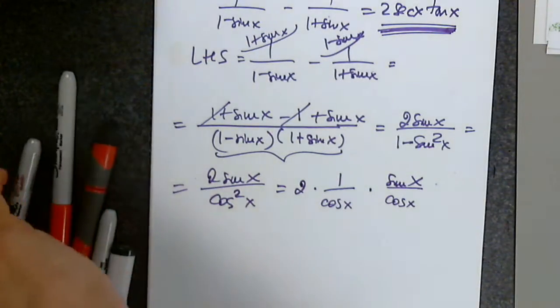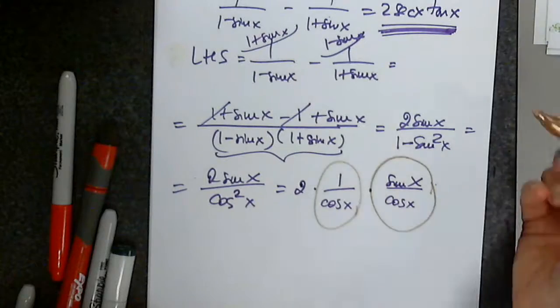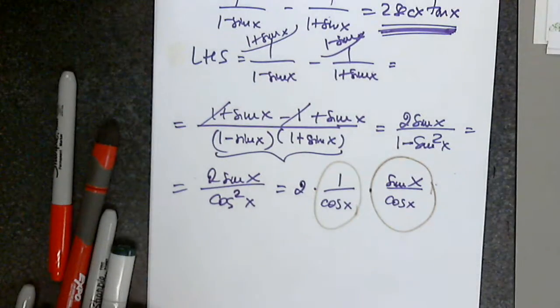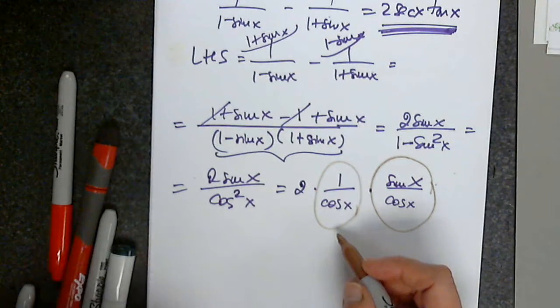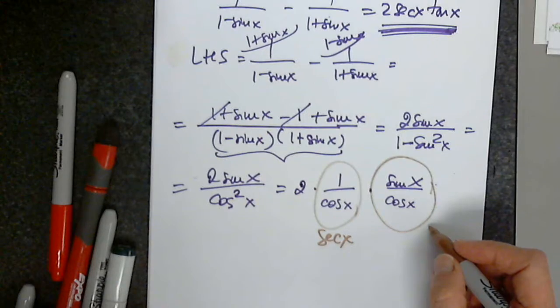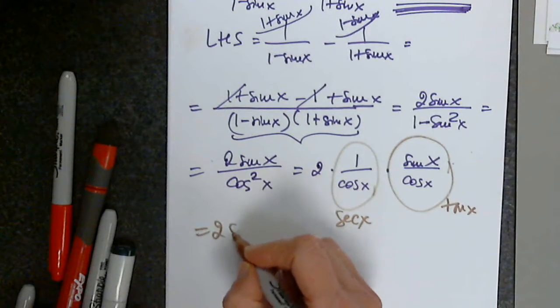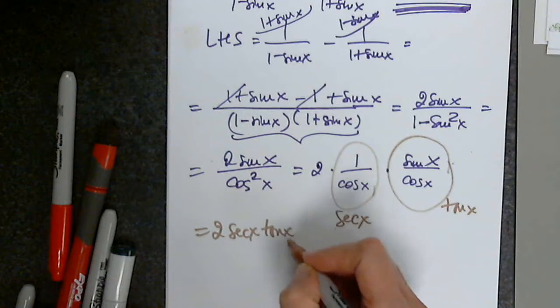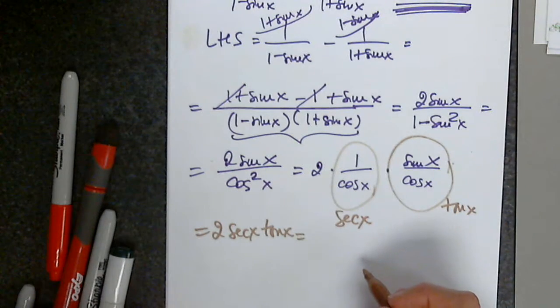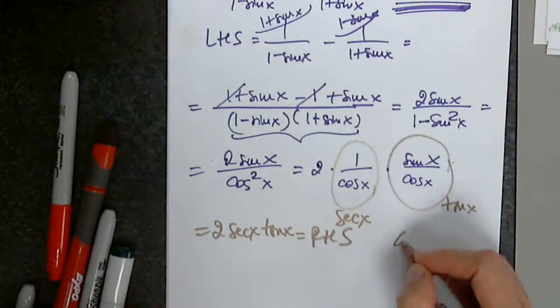The reason I split it like this is because now I can say what this is, and I can say what this is, and then I have the right-hand side. What does this equal to? So the answer is 2 secant x tangent x, which equals the right-hand side. So it's done.